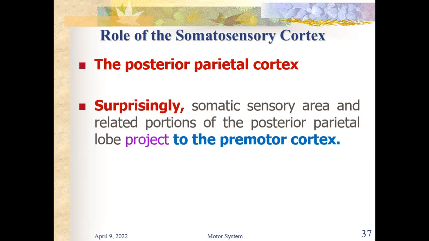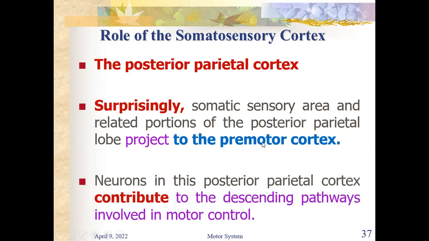also has a role to play in movement. So surprisingly, the somatosensory cortex area and other parts of the cerebral cortex related to the posterior parietal lobe project to the premotor cortex. Remember, we said the premotor cortex also has communications with the motor cortex and the somatosensory cortex. So the somatosensory cortex also has connections and projects to the premotor cortex. That is the feedback we are talking about, the sensory feedback. So once the sensory feedback is coordinated with the premotor cortex, the execution of movement will be very smooth.